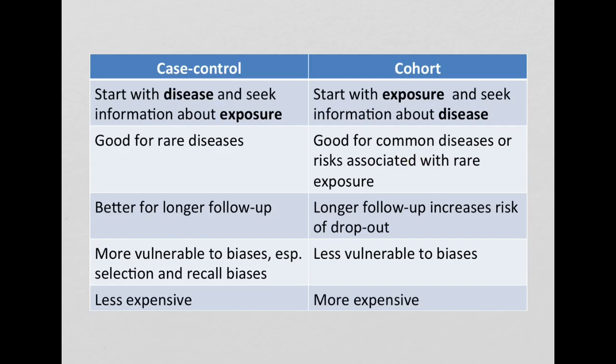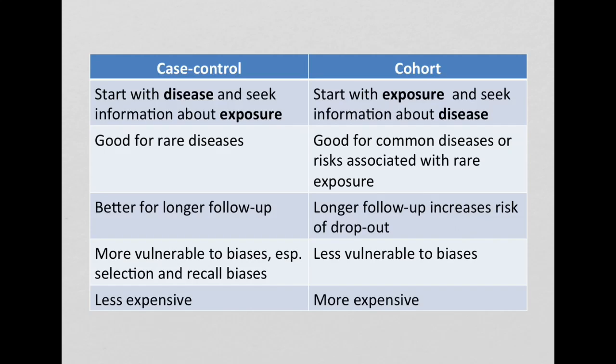Case control is better for longer follow-up, so diseases that take a long time to develop, because for cohorts we get dropout, which increases bias. The longer you follow people up, you lose track of them. Case control studies are also more vulnerable to biases like selection and recall biases.